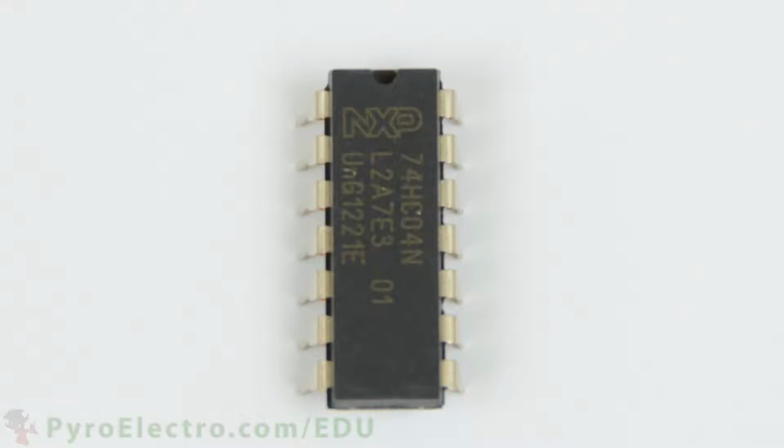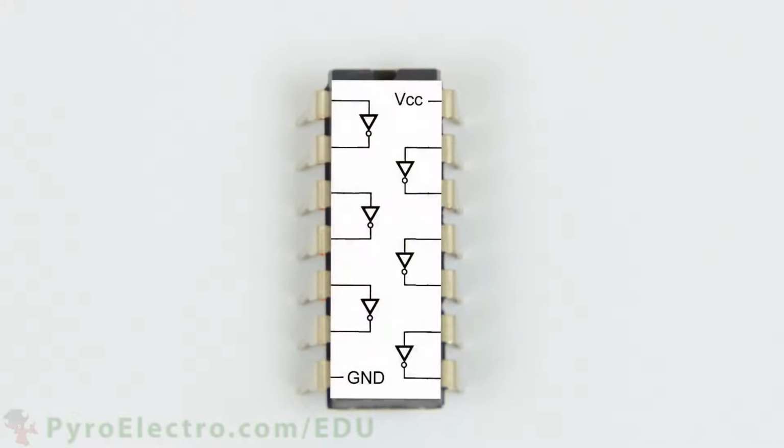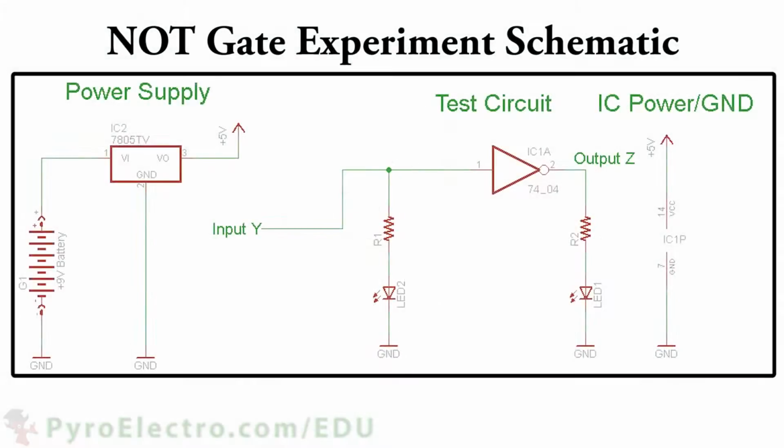The last device that we will experiment with is the NOT gate, the 74HC04. Inside of this IC, there are 6 NOT modules that we can use. If you remember from the theory section, the NOT gate is an inverter. Whatever is input, the opposite is output. Here is the schematic for this experiment. Notice that this time there are only 2 LEDs, because there is only one input and one output from a NOT gate.